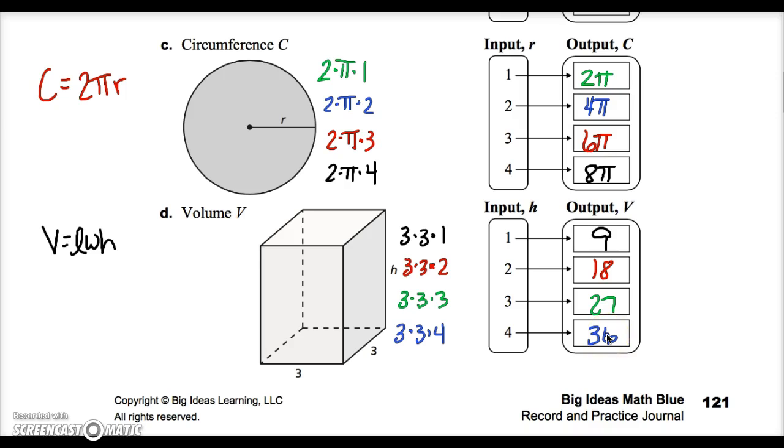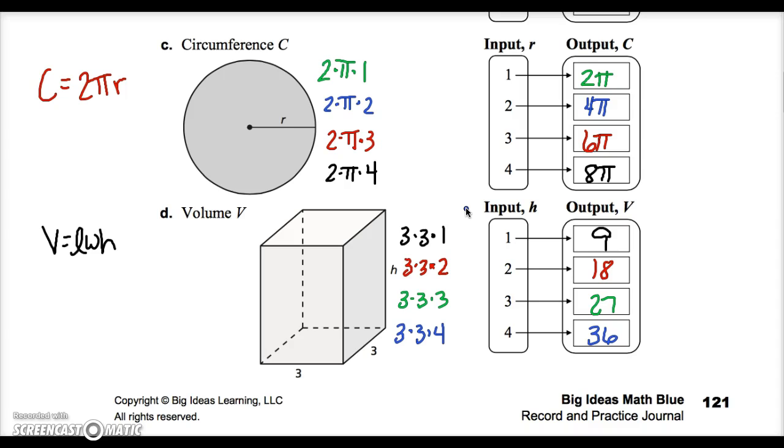So again, all we did on this page was we took an equation for either the area, perimeter, circumference, or volume, and we plugged in these input values that they gave us. And our output was whatever we got for the answer for the area, perimeter, volume, whatever we were dealing with.